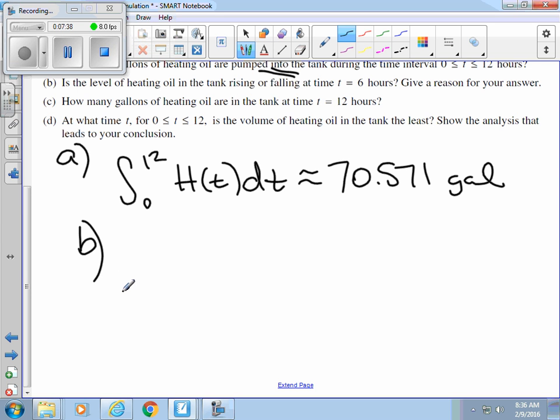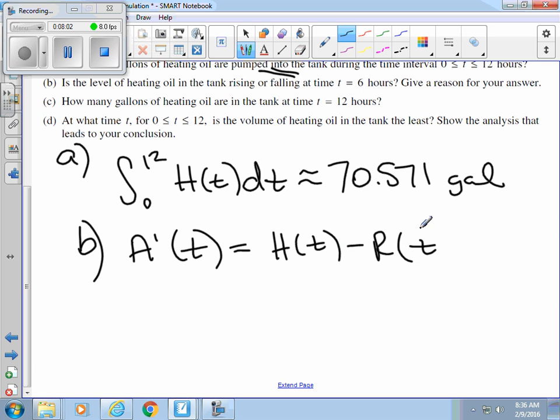Does it have to be the slope of it or the rate of change of it? Rate of change, right? The amount of water in the tank, I need to know if that derivative is positive or negative. Does everyone agree? What is the derivative of the amount of water in the tank? H of t minus r of t, because remember, those are already derivatives. So I need A prime of 6.